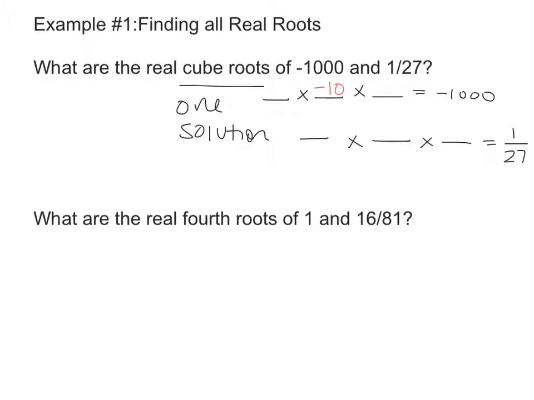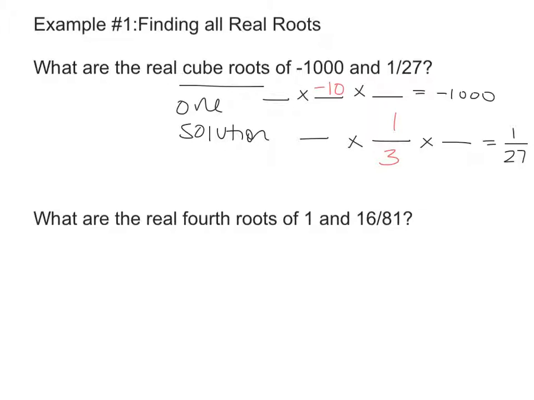So numerator, what times what times what, and again it's one solution. What times what times what is going to give you 1? It's going to be 1. And what times what times what gives you 27? It's going to be 3, because 3 times 3 times 3 is 27. So 1/3 times 1/3 times 1/3 is going to be 1/27.